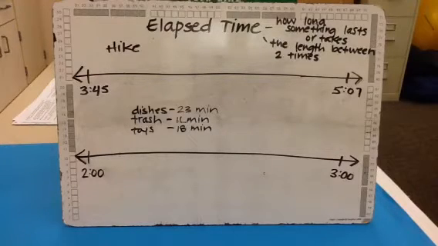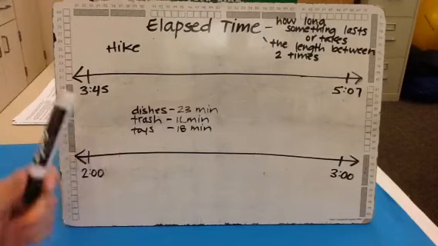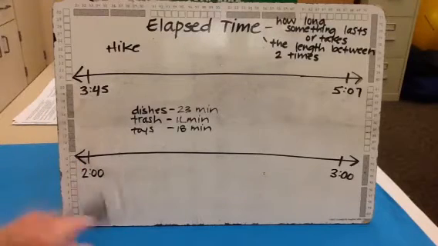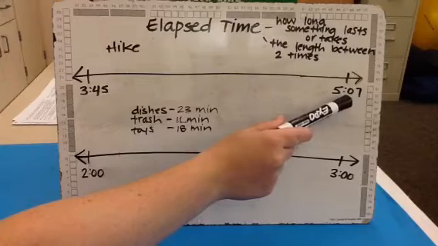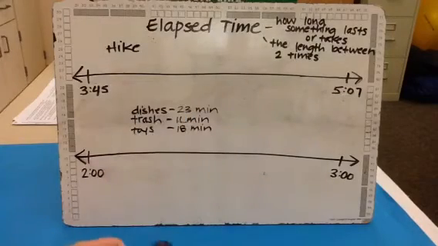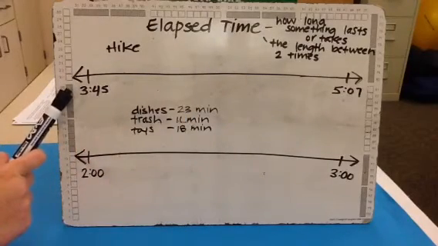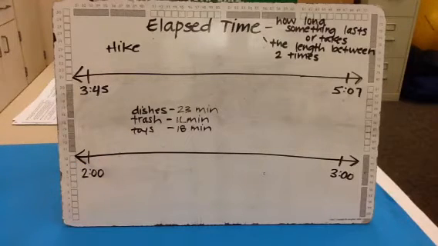So here, I went on a hike, and I started my hike at 3:45, and I ended my hike at 5:07. Now you'll see that I'm using a number line strategy, or we can also call it a timeline since we're using it for time. And you'll see some similarities in how we use number lines in other ways.